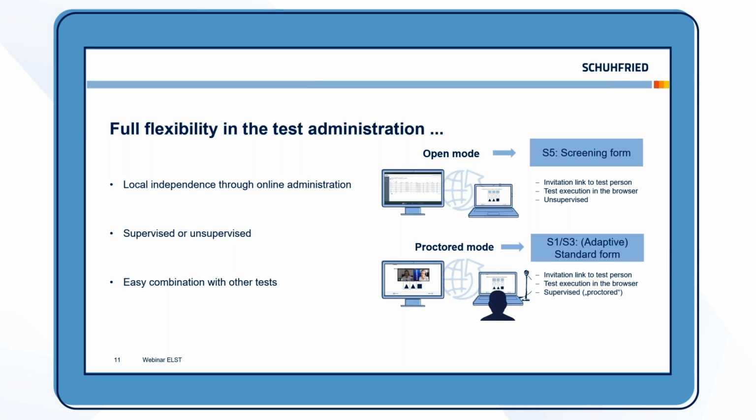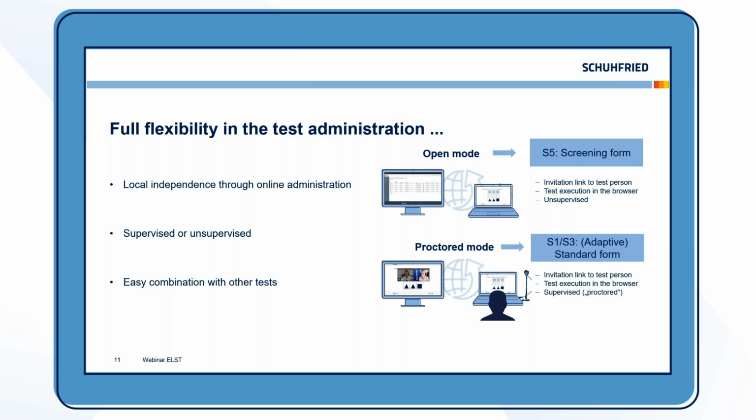Vienna test system. An unsupervised online test is called open mode testing, whereas a supervised online test is called proctored mode testing. In this case, the test person is supervised via a video conference tool and via the webcam while the person is working on the test. This prevents the person from cheating, and it also doesn't allow the person to get help from other people, and of course also ensures the test security.